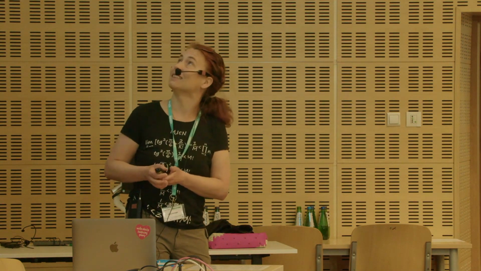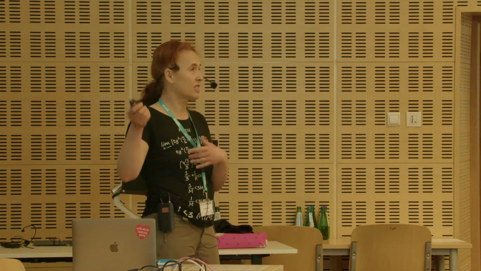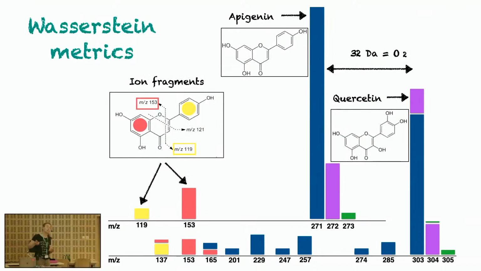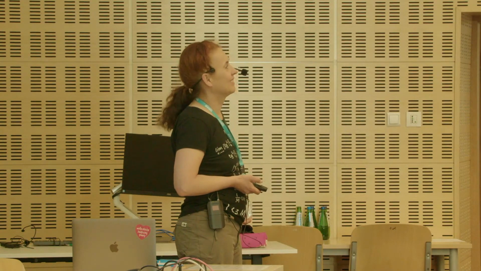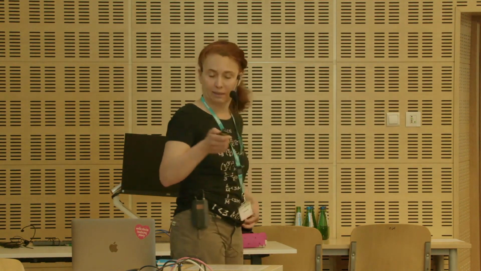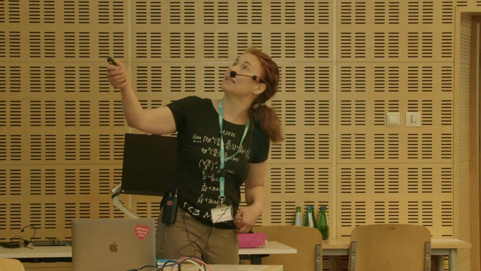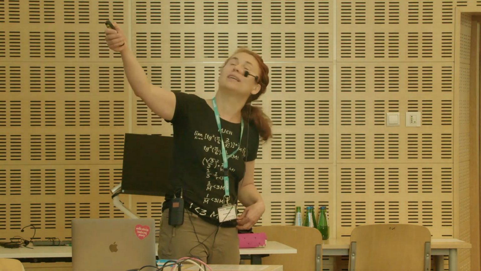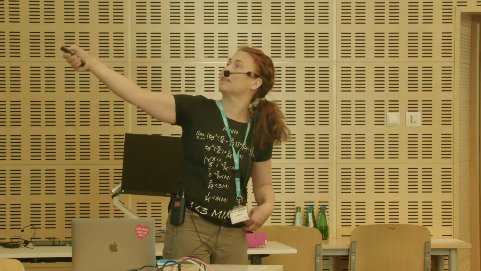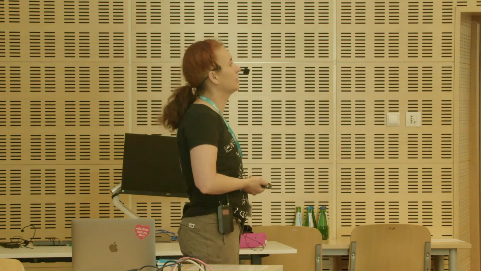So I think it's natural to compare. And what's nice, the Wasserstein distance between those two is more or less equal to 32 Dalton. Sorry, but what are the two spectra under consideration here? The first spectrum, above, is apigenin, and the bottom one is quercetin. Very similar molecules.